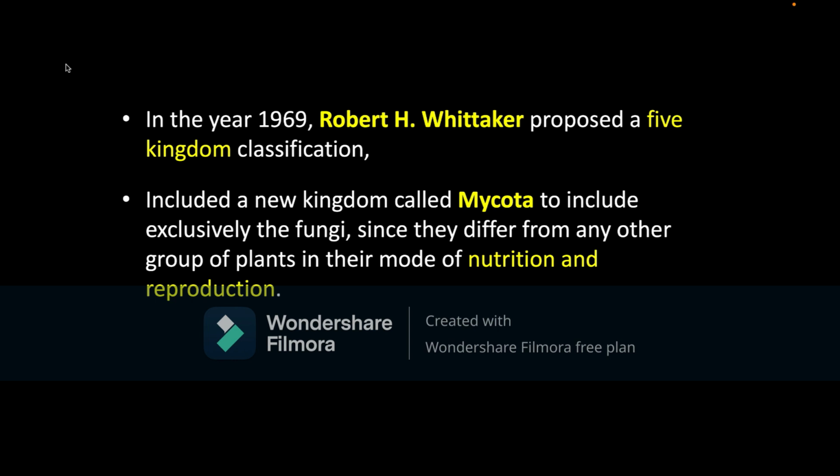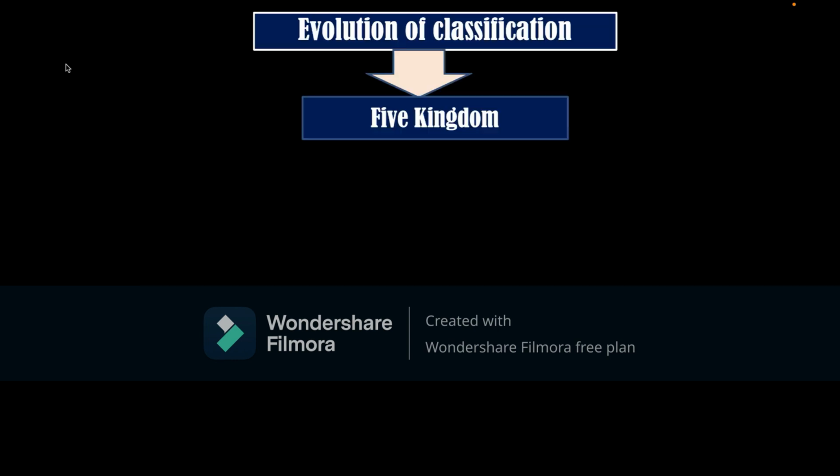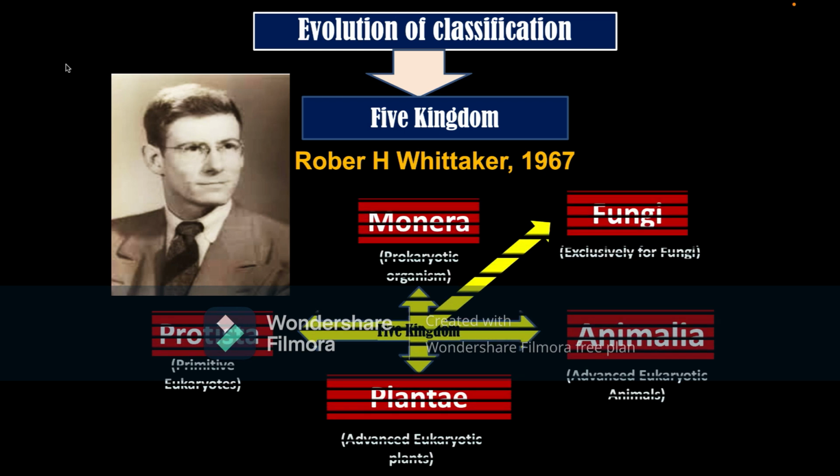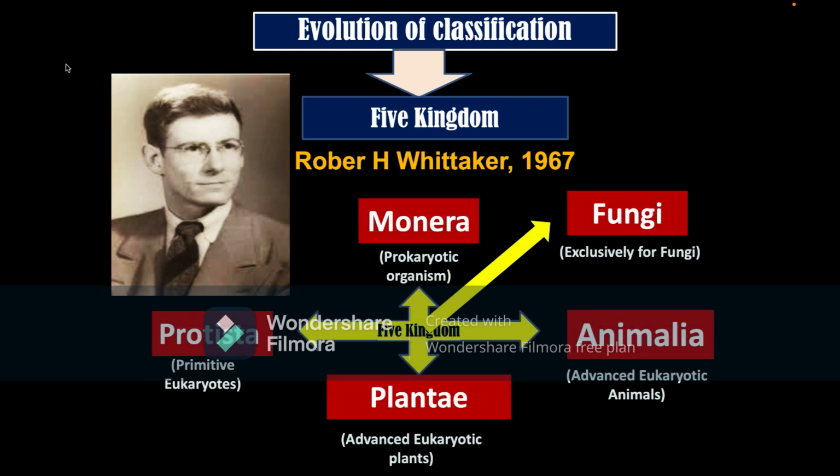But in the year 1969, Robert H. Whittaker proposed a five-kingdom classification. He included a new kingdom called Mycota to include exclusively the fungi, since they differ from any other group of plants in their mode of nutrition as well as reproduction. So, Robert H. Whittaker proposed this five-kingdom classification that includes Monera, Protista, Plantae, Animalia, and with the inclusion of another kingdom, Fungi, which was exclusively for fungal organisms.